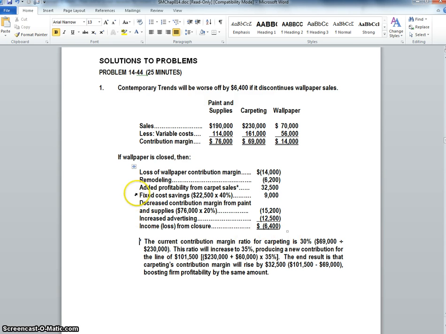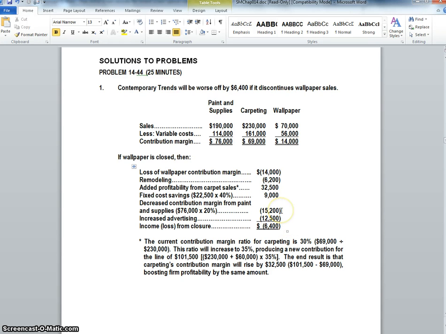The next item that we're going to take into consideration are the fixed cost savings. So recall in the problem, they mentioned that 40% of the fixed costs they could recover. The rests are essentially sunk costs. Regardless of whether you keep wallpaper or not, you're going to have to pay them. So this is an additive item.